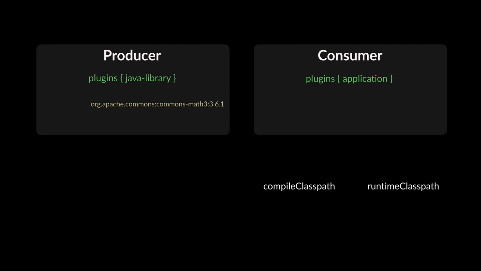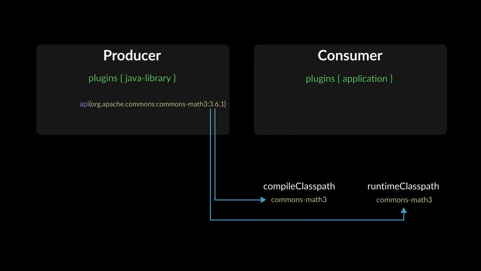To recap, when authoring a producer library, if a dependency is needed by consumers during runtime only, use the implementation configuration. If it is needed by the consumer both during compilation and runtime, use the api configuration. Now that you have a good understanding of declarable and resolvable configurations, we can explore ways to fine-tune dependency versions in the next chapter.